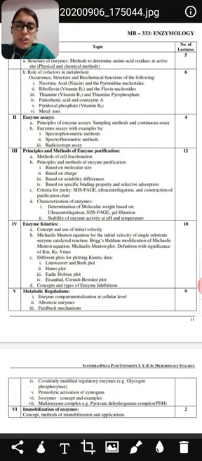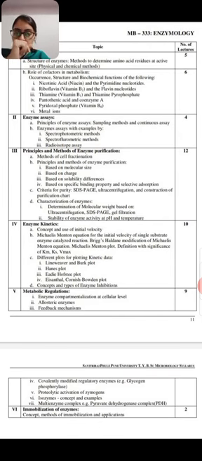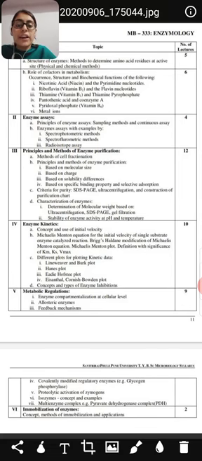Okay, so B part is principles and methods of enzyme purification. Now, we have to purify the enzyme. We have got the enzyme in the sample, now we have to purify the enzyme. So based on different criteria we will purify that enzyme.